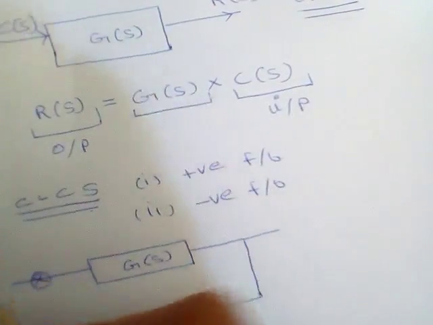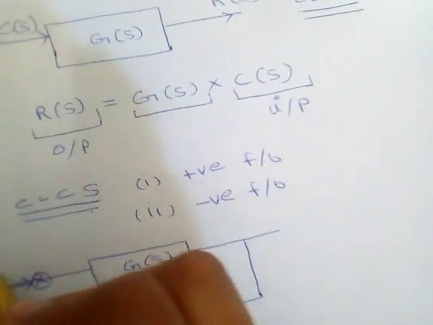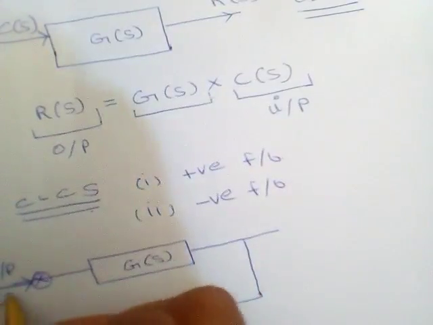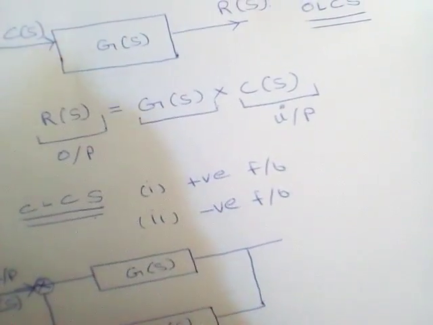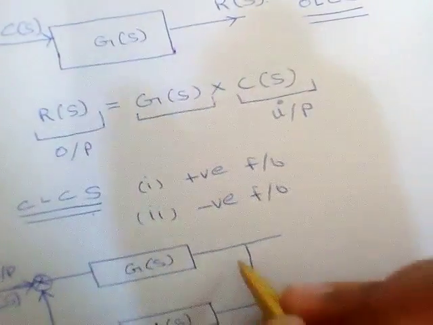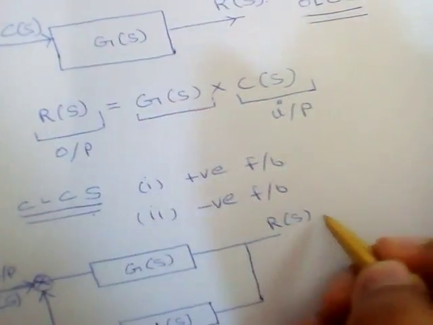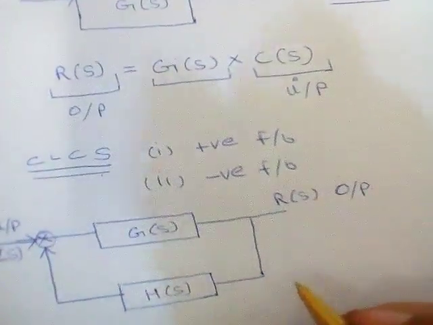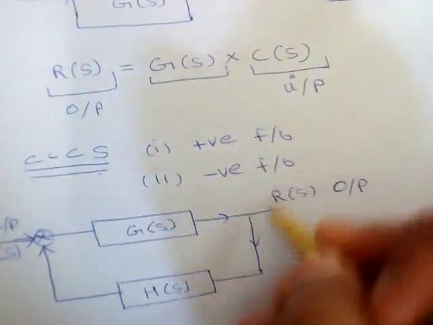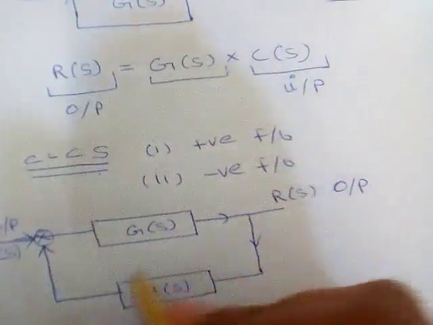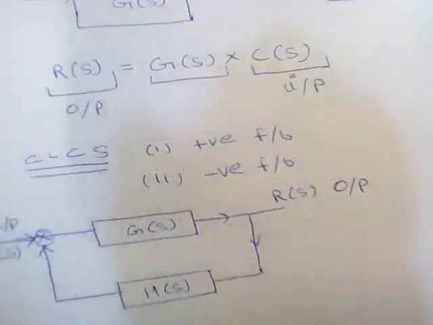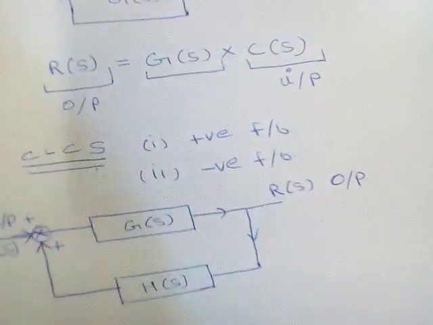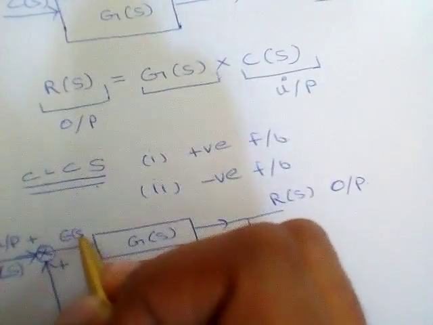Now this is the input to the system, that is C of S. Now this is R of S, that is the output of the system. Now this output is fed back to the input by using a transfer function H of S. Now when it is a positive feedback system, then this will be added. So this is the E of S.